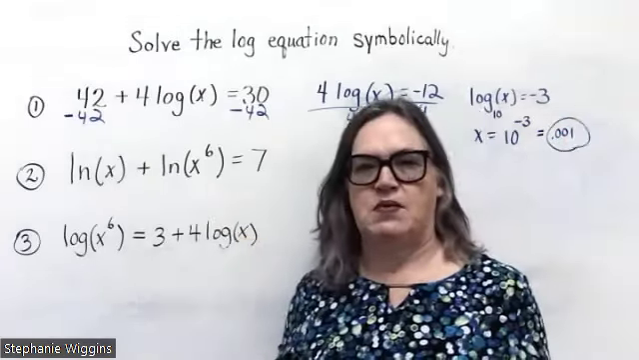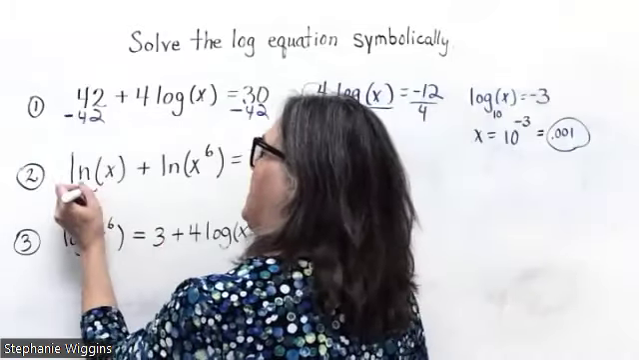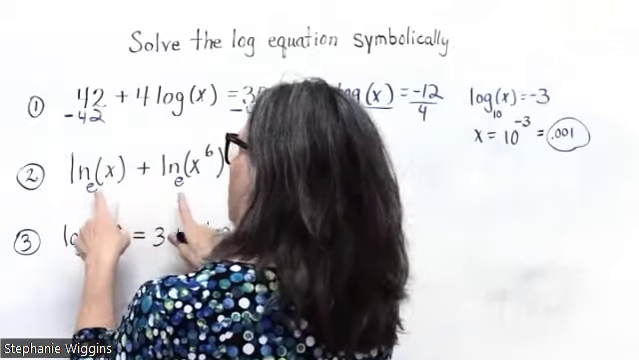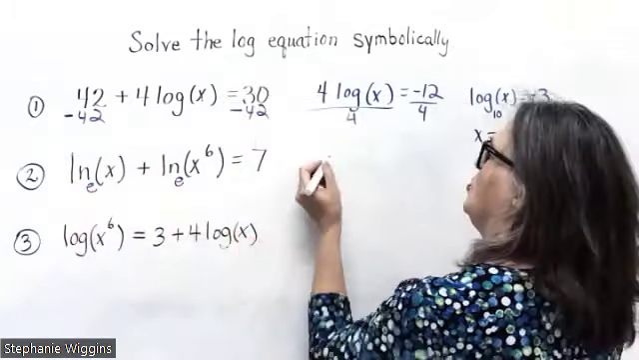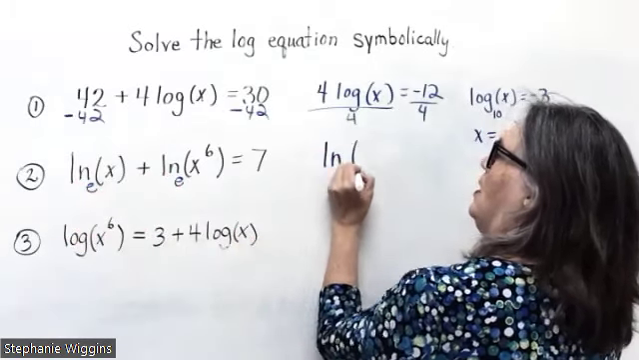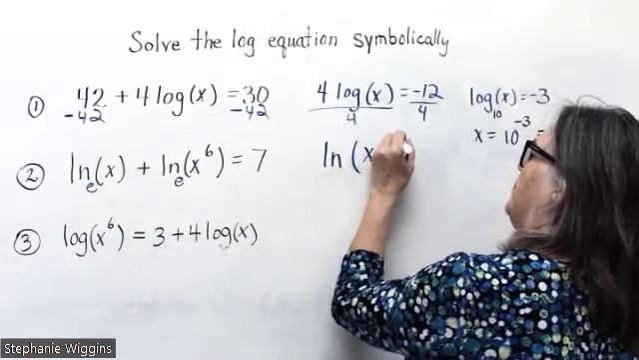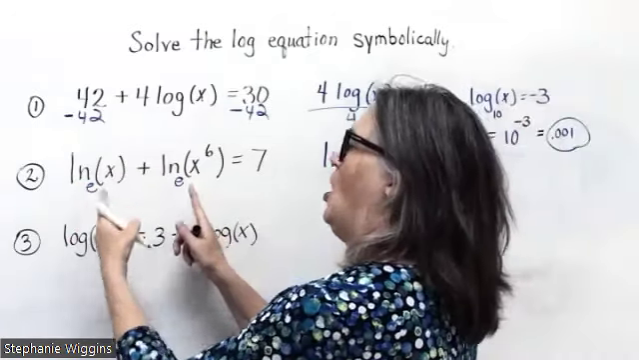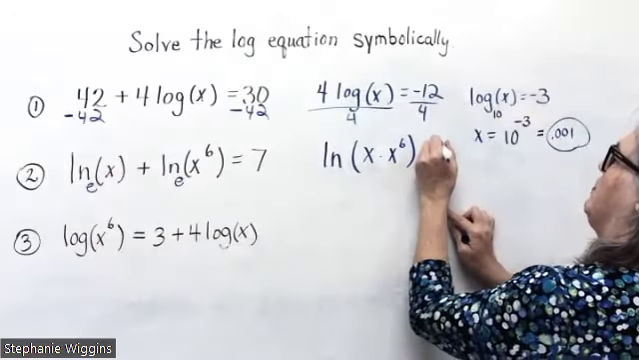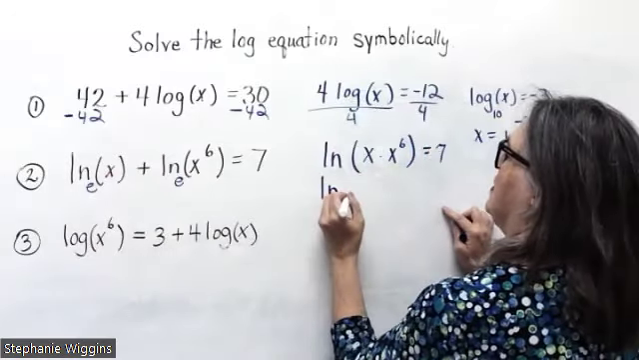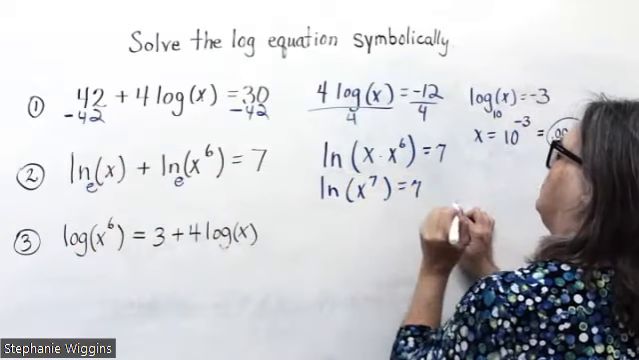Here we have two logs that we need to combine into a single log. The base is understood to be e, so this is the natural log, so we can go ahead and combine those into the natural log of x times x to the 6. That's because the sum of the logs is the log of the product. And that's equal to 7. And then this becomes the natural log of x to the 7th equals 7.